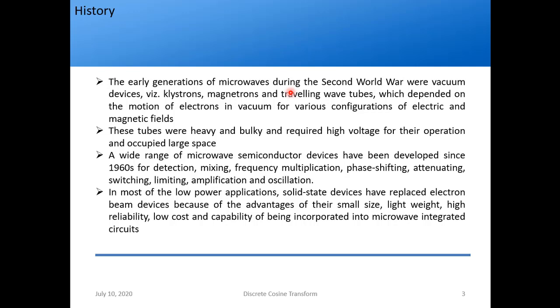But you should remember that even though we are migrating from microwave tubes to microwave semiconductor devices, it is not that we don't use these tubes. These tubes are used even today, but mainly they are used for defense applications.